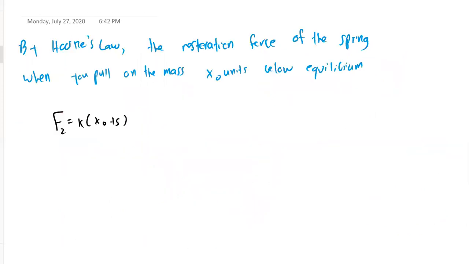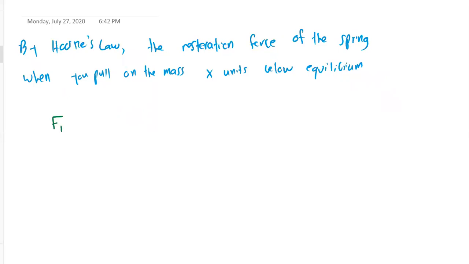So what is that telling us in terms of Hooke's law? Right. So by Hooke's law, the restoration force of the spring, when you pull on the mass an extra x units, and again, remember we already pulled it s units by the weight pulling on the spring. Then what's the restoration force? Well, it's going to be proportional to the distance it's been elongated.